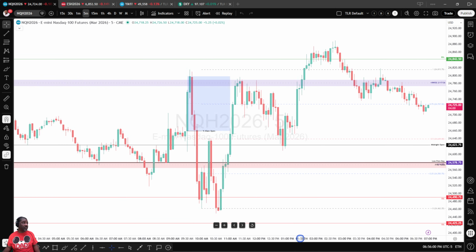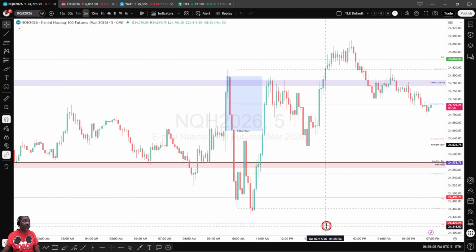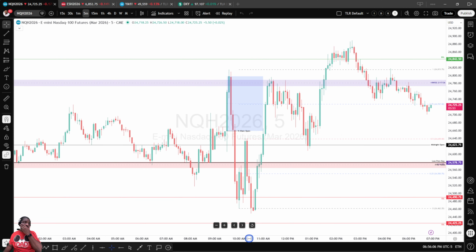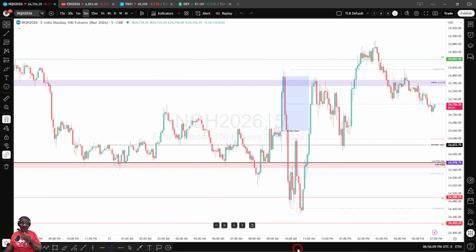Since y'all in here, how y'all doing, man? Let's look at this crazy price action from today. I was in here trading this morning. Man, when I tell you it was some back and forth price action. Price was sending people to the reset line.